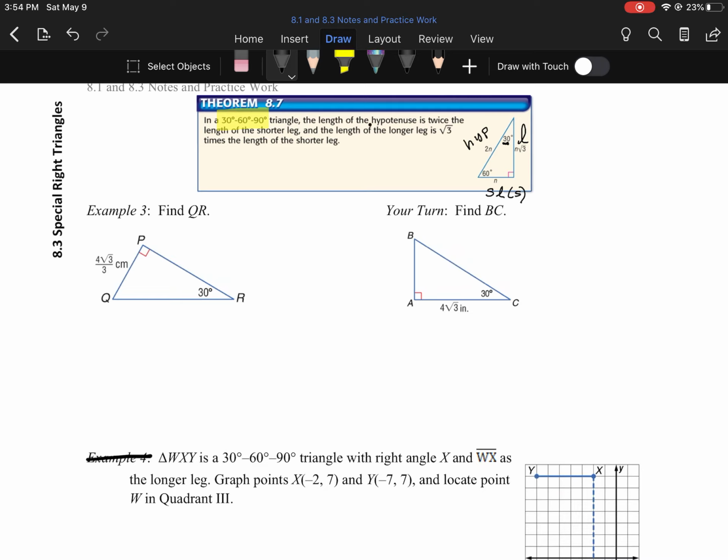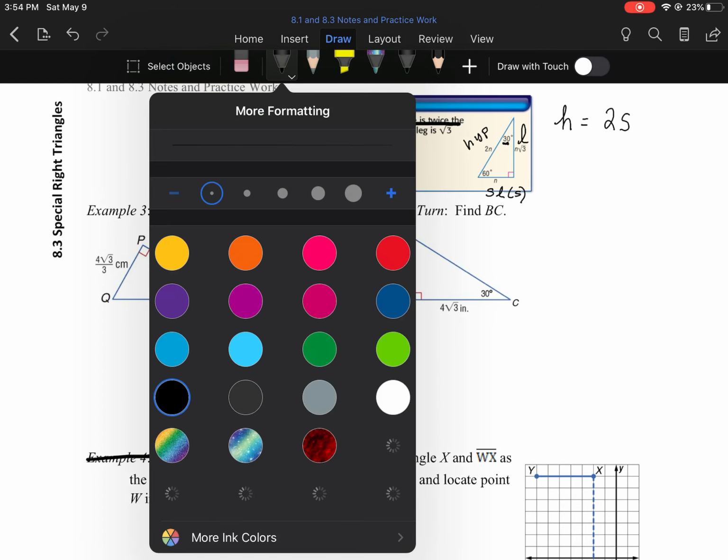Because if you look, the first one says the hypotenuse is twice the length of the short leg. So hypotenuse is twice the length of the short leg. Notice how we have 2S, they have 2N because they call the sides N.